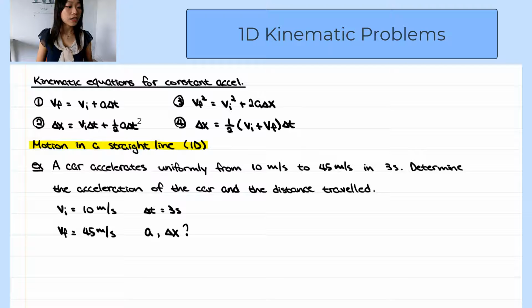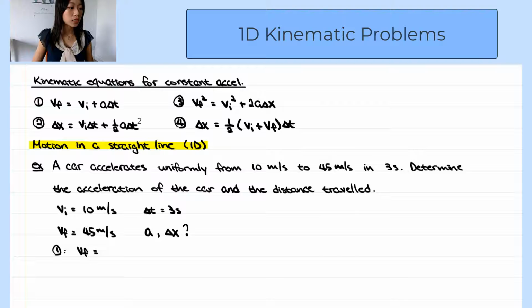Let's start with the acceleration. So we want to use an equation that has acceleration and the other 3 knowns we have: the initial velocity, final velocity, and the delta t. So we can look at the 4 equations and find that the first equation has final velocity, initial velocity, acceleration, and delta t. So the only unknown in equation 1 is the acceleration. So let's use equation 1.